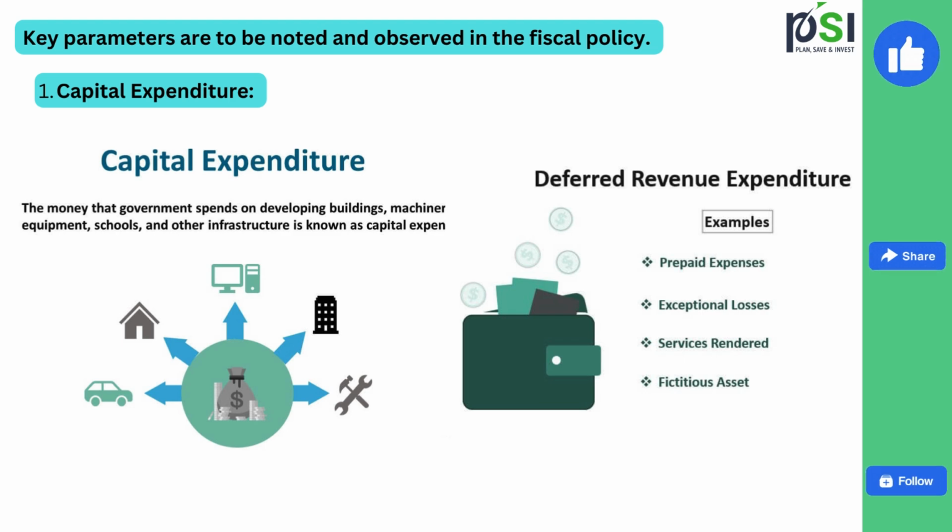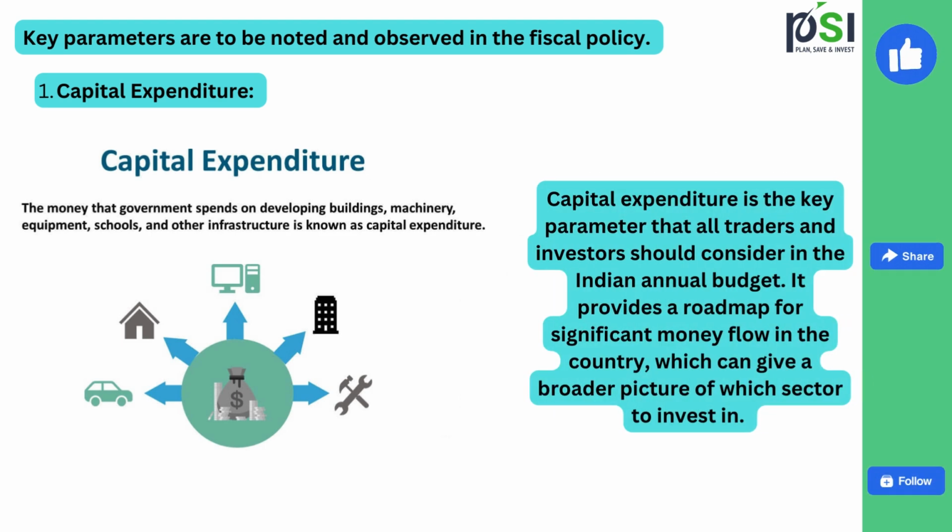So as an investor, we should be primarily focused on capital expenditure. Whereas revenue expenditure is completely different. Revenue expenditure is welfare schemes or populist budgets. There are no returns and it is just an expenditure, but it is expended for welfare schemes. So for us, as an investor or a trader, to me, capital expenditure is the primary area which I look at in the annual budgets. It is the key parameter that all traders and investors should consider in the Indian annual budget.